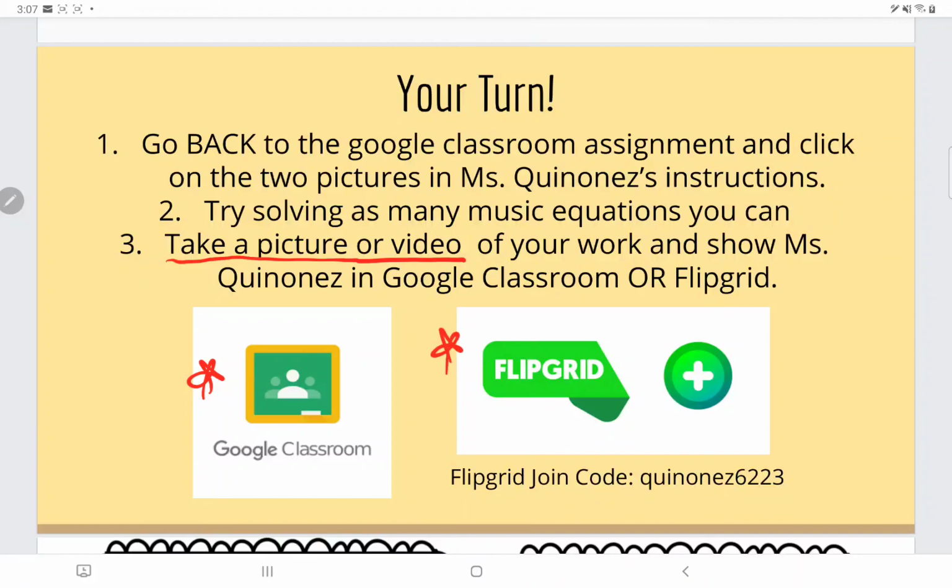This Flipgrid code and the Flipgrid link that I'm going to put in your Google Classroom assignment, they're the same from the very beginning of the year, you guys, okay? So I know lots of us are already logged in. It's the exact same link that you've known.